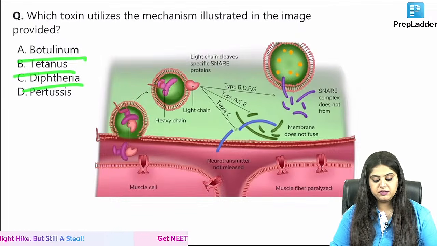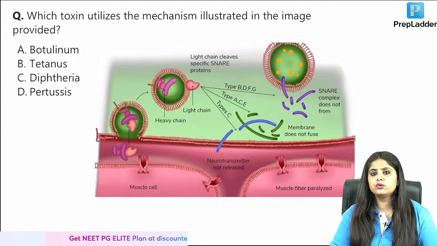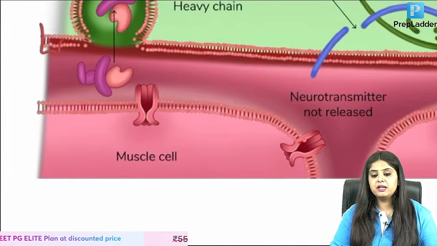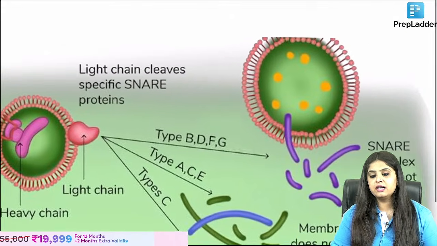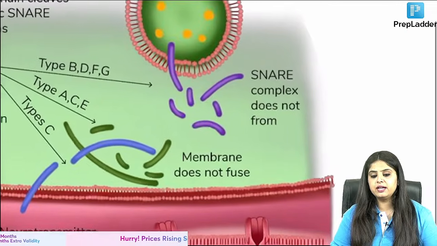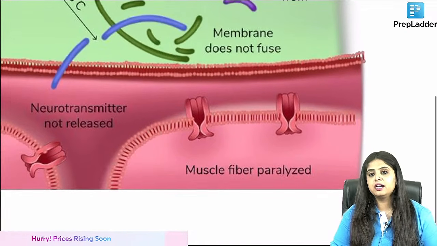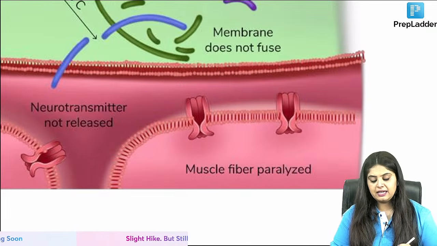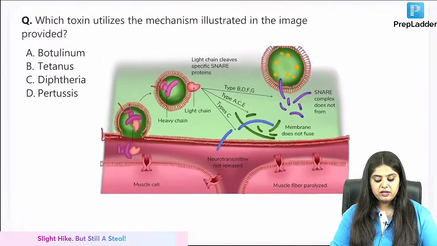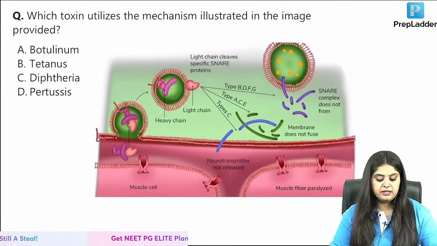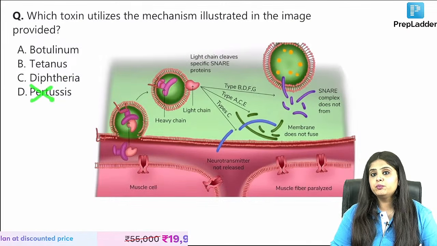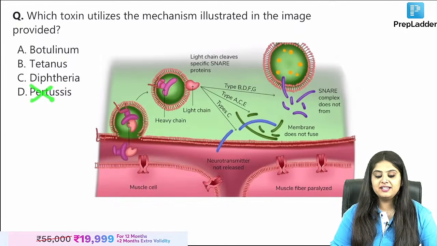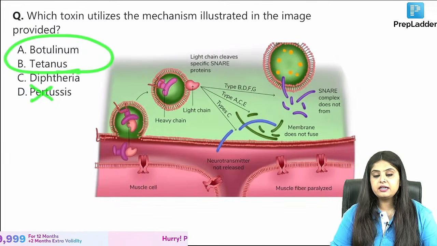Botulinum, tetanus, diphtheria, pertussis. If I zoom in, I will show you every part. एक मसल दिख रहा है मैम, कुछ यहाँ पे हेवी चेन, लाइट चेन, ABCD कुछ लिखा हुआ है, SNARE प्रोटीन्स कुछ लिखा है, मेम्ब्रेन नॉट फ्यूजिंग लिखा है, फाइनल लिखा है मसल फाइबर पैरालाइज्ड. Diphtheria तो आपने पढ़ा दिया, it didn't have paralysis. Pertussis is that whooping cough. वूपिंग कफ तो यहाँ कुछ बन ही नहीं रहा, मसल की बात हो रही है. तो इधर it's tetanus और botulism.